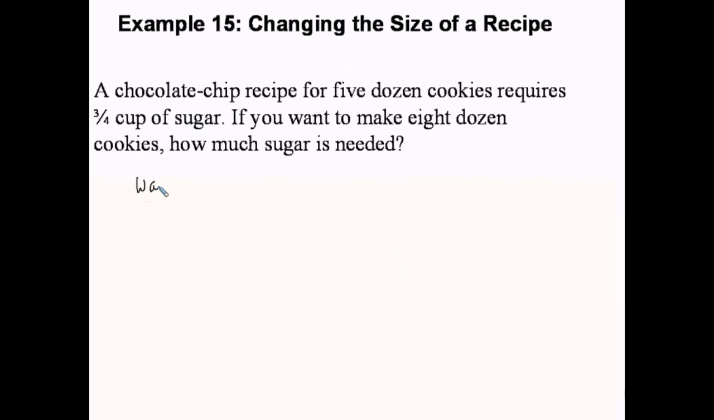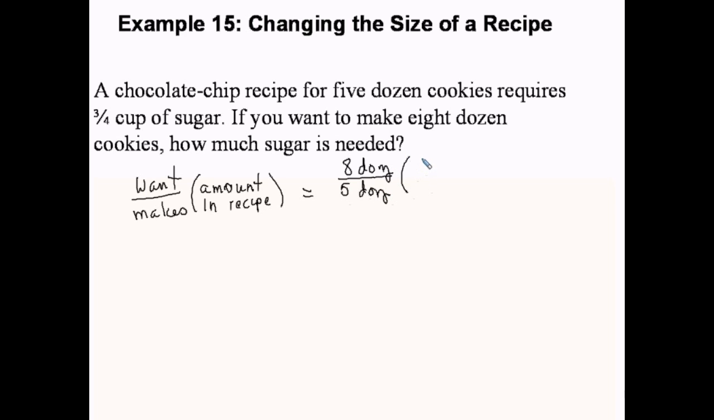And we want to multiply that times the amount in the recipe. We want 8 dozen. It makes 5 dozen. And that's 3/4 of a cup of sugar. So I'm going to multiply 8/5 times 3/4.